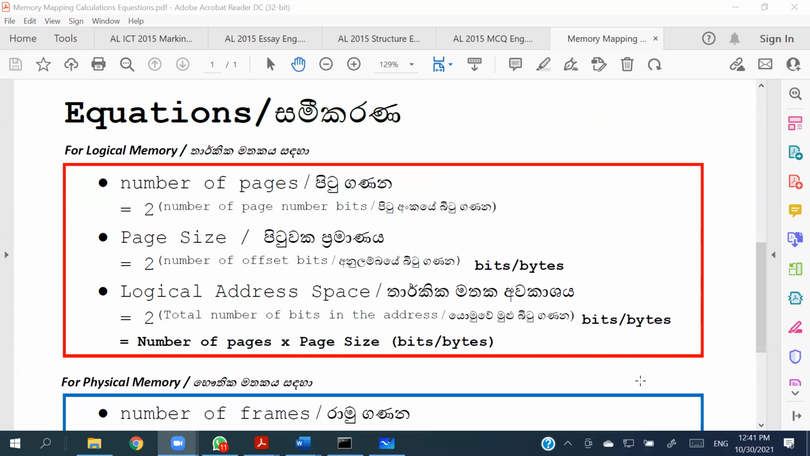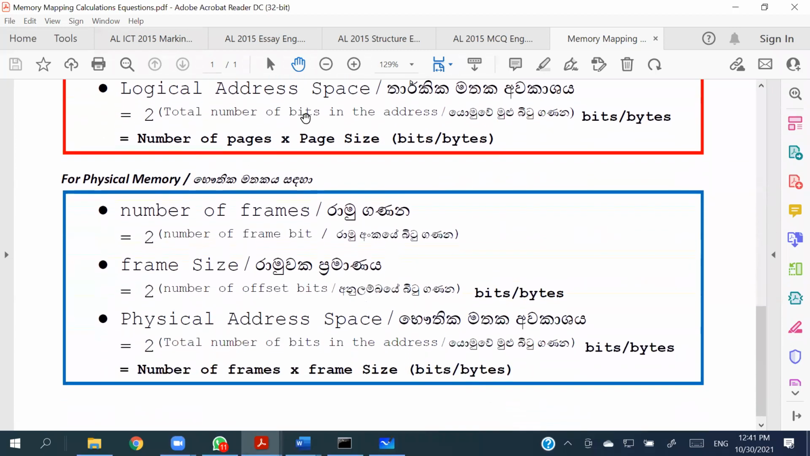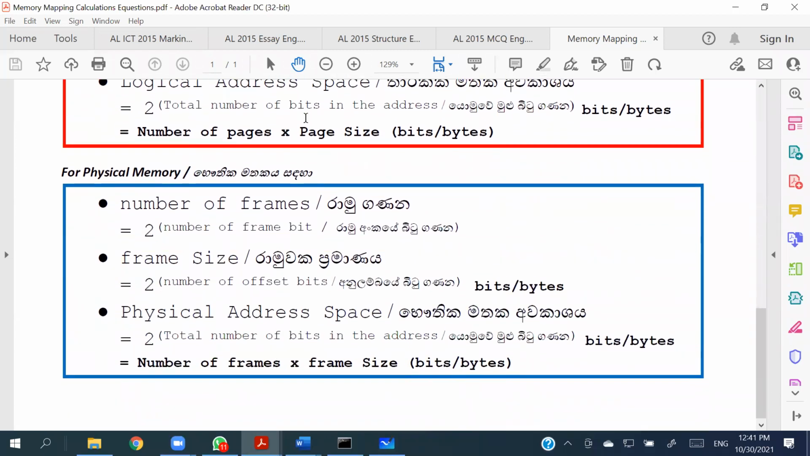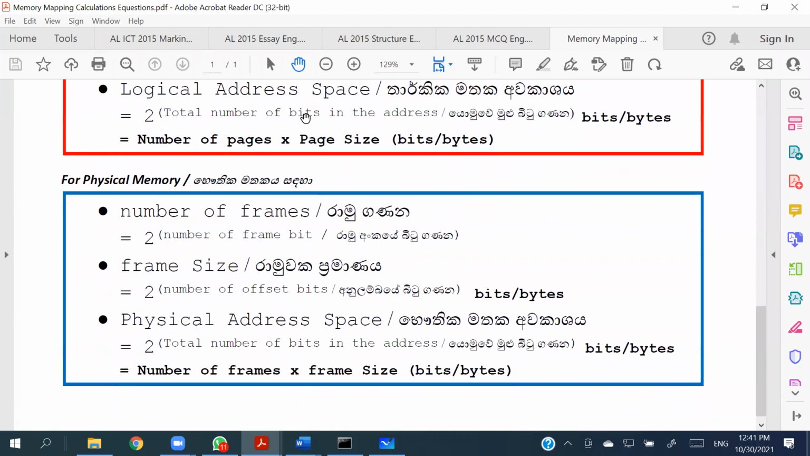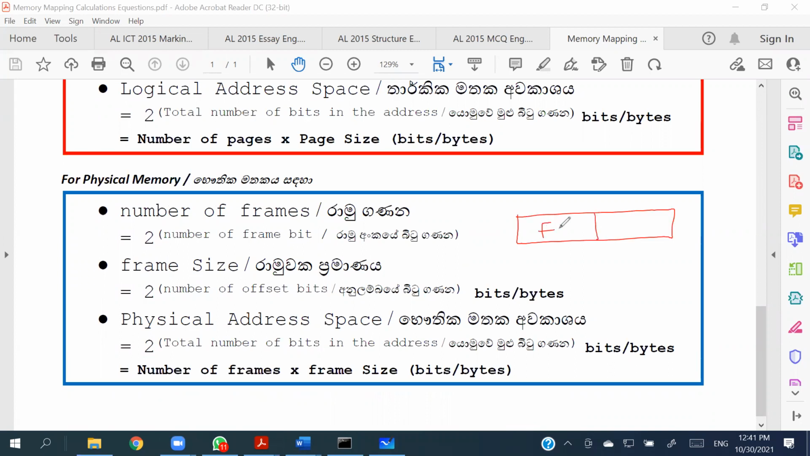Right, great, well done. Now, look at the physical memory. You have seen the equations there as well. Earlier it was number of pages, now it is number of frames. So nothing is going to change. Instead of pages, in the physical memory we find frames. So we have the frame number in the physical memory and the offset.